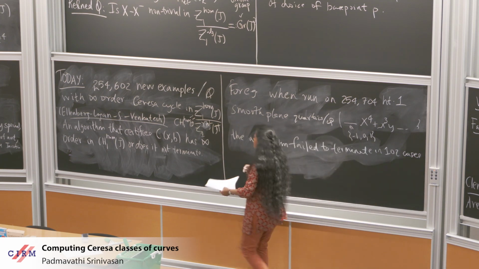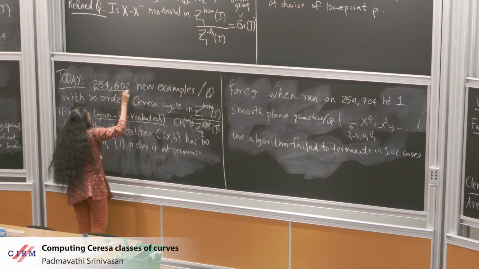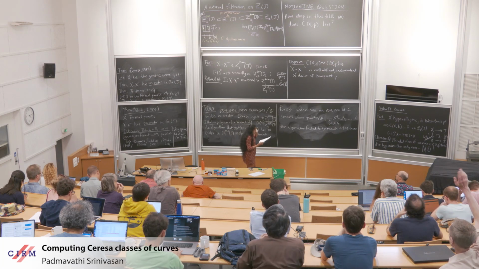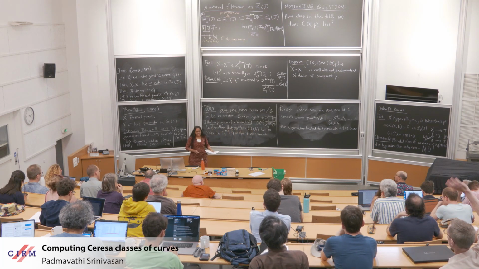So in all the other examples, the remaining ones, we were able to produce a certificate that the Ceresa cycle had infinite order. Most of them don't have rational points, for instance. I mean, just generate random equations. Any questions? Yes, Drew.